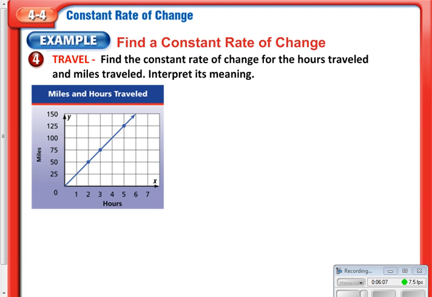4. Find the constant rate of change for the hours traveled and the miles traveled. Interpret the meaning. I want you to go ahead. This is very similar to example 3. So remember, change in y over change in x. Go ahead, pause the video right now, work through it. Again, we should get a positive outcome because this graph is increasing.